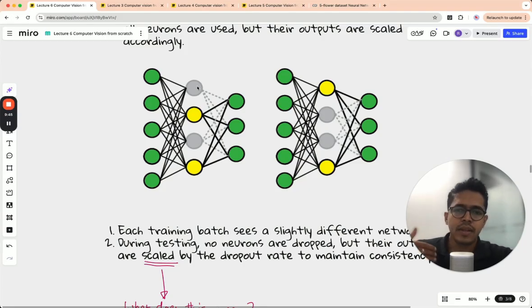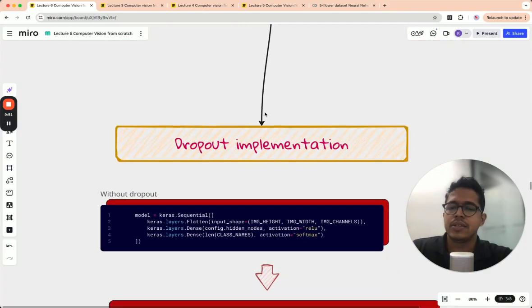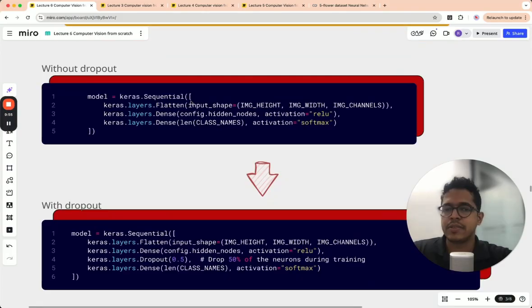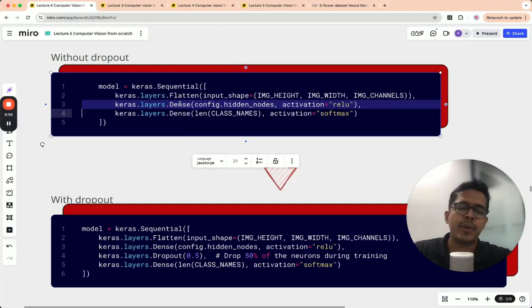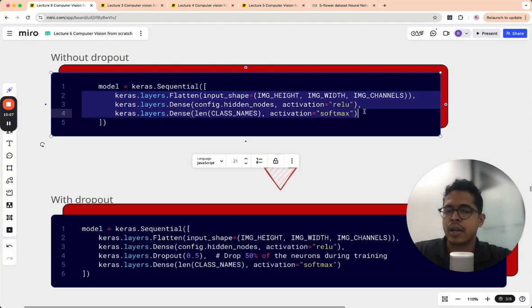So this, to a great extent, will prevent the neurons from over learning the patterns in the entire training data set. Implementing dropout is also extremely simple. So these were our layers, right? We had a flattened layer, then a 128 node hidden layer, and then a final layer with 5 classes and softmax activation. All right, so this was our model.